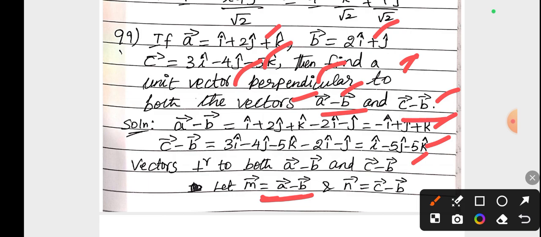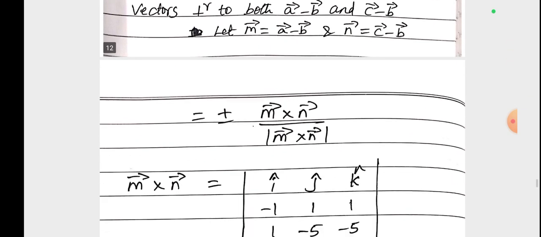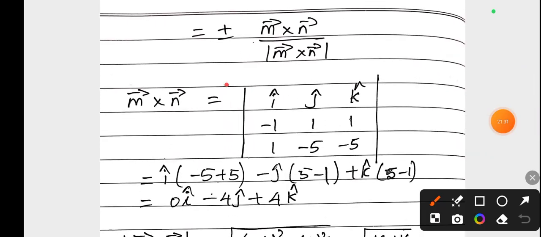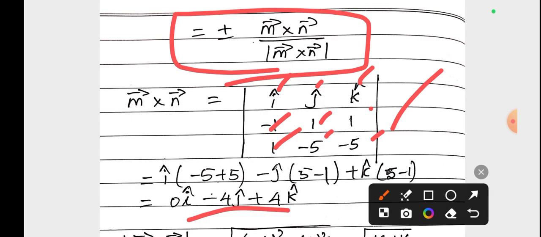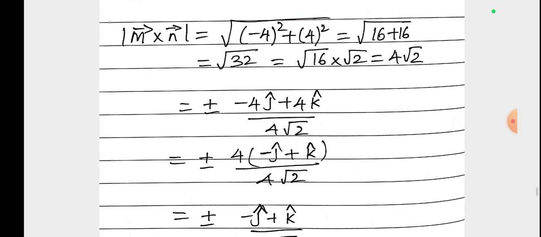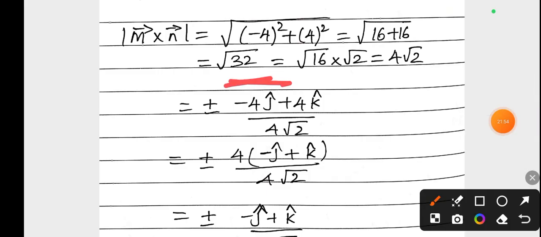Important question only, you can expect this type of model in 3 mark. So a minus b consider m vector and c minus b consider n vector. So the formula will be plus or minus m vector cross n vector by magnitude of m vector cross n vector. First do m vector cross n vector, children: i cap, j cap, k cap, and apply minus 1, 1, 1 and 1, minus 5, minus 5. When you're expanding, you're getting minus 4j cap plus 4k cap. Then after that, do magnitude of m vector cross n vector, get that root over 32. Split root 16 into root 2, that is nothing but 4 root 2.